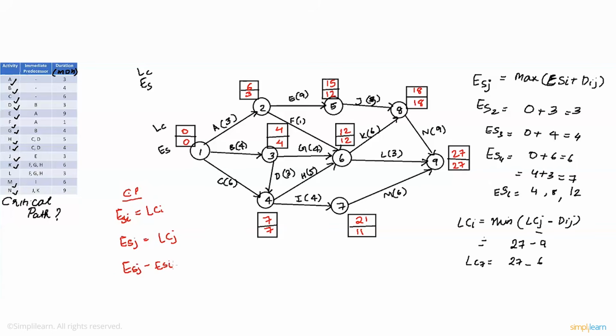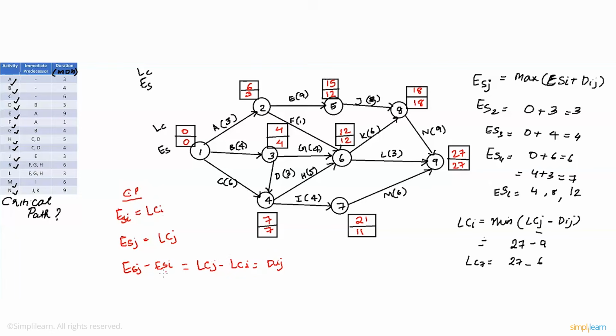the earliest start time of the second node, which is the head node, minus the earliest starting time of the tail node, should be equal to the latest completion time of the head node minus the latest completion time of the tail node. They should also be equal to the distance between the two nodes. So let's have a look at which of the following satisfy these conditions. As you can see clearly, node number 1, node number 3, node number 4, node number 6, node number 8, and node number 9. So all of these nodes I mentioned satisfy these two criteria.